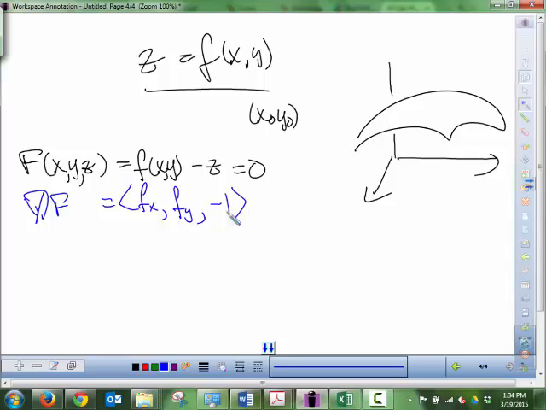Isn't z a function of x and y though? Z is a function of x and y, but when we bring it over to the other side and treat it like it's an independent variable, then it just becomes an independent variable. We're bringing this up to the fourth dimension. So if it goes up in the fourth dimension, it just becomes like one of the other kids.